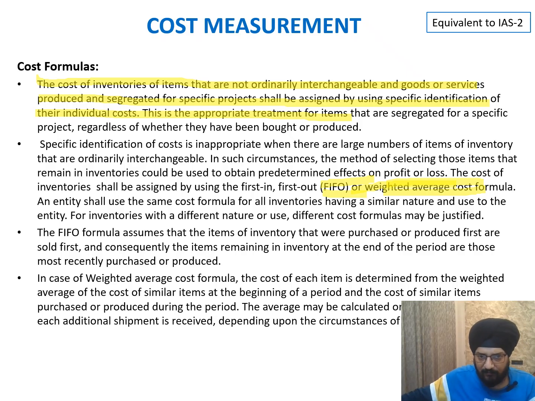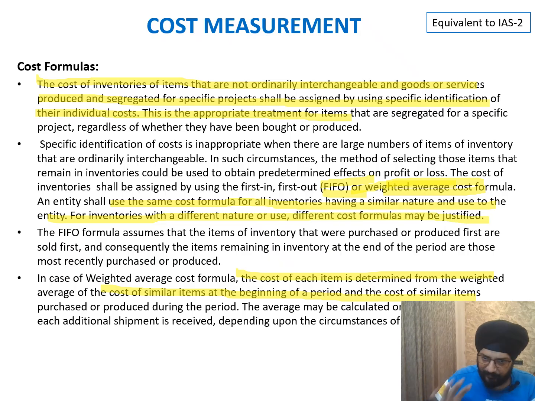We can also use the weighted average cost formula, wherein the cost of each item is determined using the weighted average of the cost of similar items at the beginning of the period. It depends upon the organization, but the prescribed methods are that the cost of inventory can be assigned using first in first out or the weighted cost formula. An entity shall use the same cost formula for all inventories having a similar nature and use. For inventories with a different nature or use, a different cost formula may be justified. So FIFO and weighted average cost formula are the two methods. For specific inventory, the specific cost allocated for that particular project will be used to determine the cost. We'll move to the next slide then.